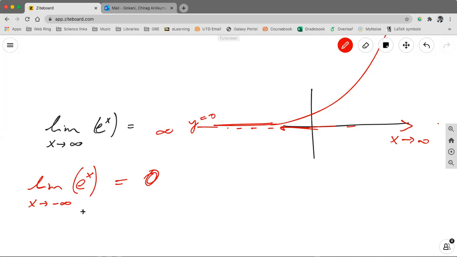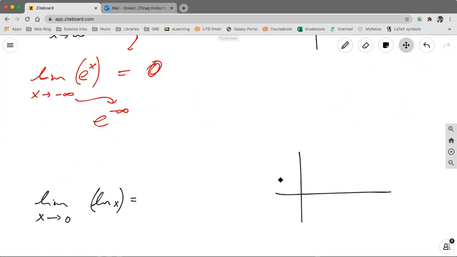Now you can start to see where you can't just plug in the value you're approaching into the function. You can't evaluate e to the negative infinity. You can evaluate e to the negative big number, like e to the negative 1 million, and look at a trend that would be close to 0. But you have to sort of use your intuition to answer these types of questions.